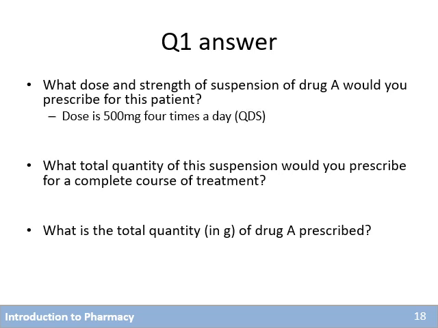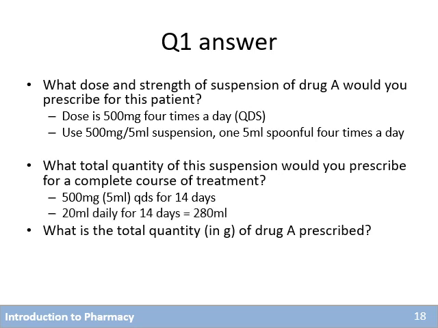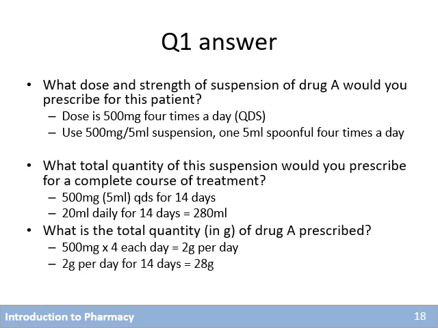So the dose that we have is 500 milligrams 4 times a day, which we abbreviate often to QDS. And we'll use the 500 milligrams in 5 ml suspension, 1 5 ml spoonful 4 times a day. The total quantity that we prescribe is 500 milligrams 4 times a day for 14 days. So it's 5 mils 4 times a day for 14 days. That's 280 mils. And the total quantity prescribed would be 500 milligrams 4 times each day is 2 grams a day. 2 grams a day for 14 days is 28 grams.